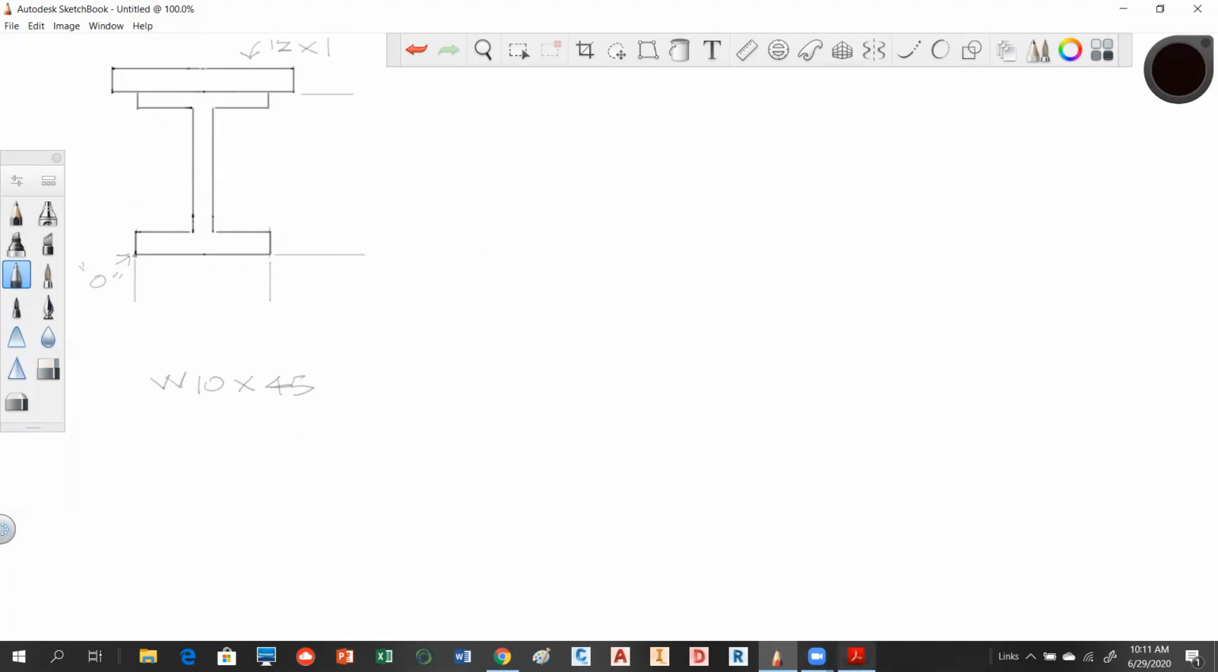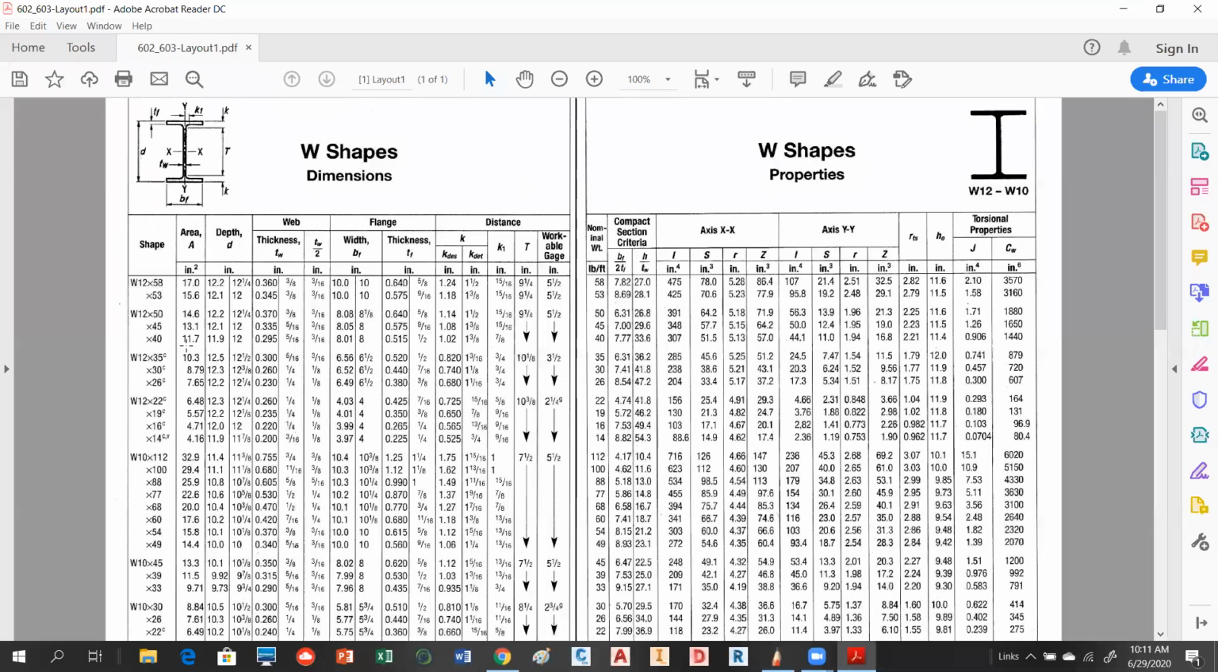So we go to Appendix A. This is Appendix A. Notice in the shape list, there's your W's. W shapes are I-beams. What we have is a 10 by 45. So the 10 by 45 is down here. The 10 basically is referencing the depth, although that's in general, so that's not exact. And the 45 is the weight of this thing per foot of distance.